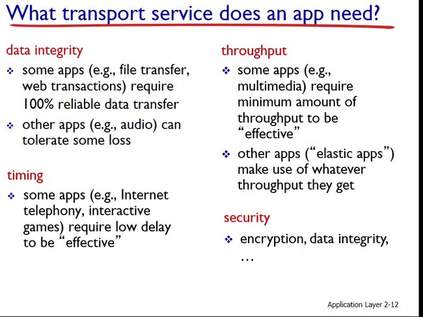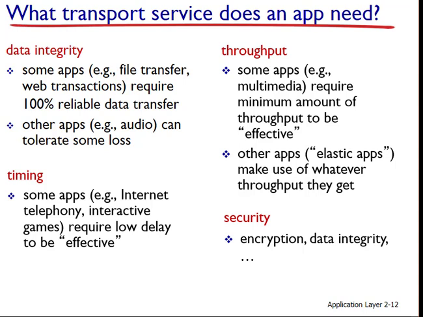When a transport protocol provides this service, the sending process can just pass the data into the socket and know with complete confidence that the data will arrive without errors at the receiving end. When a transport layer protocol does not provide reliable data transfer, such as UDP, some of the data sent by the sending process may never arrive at the receiving process.